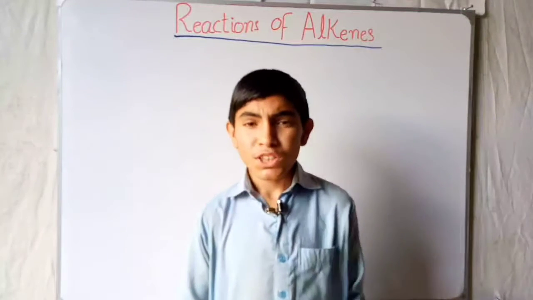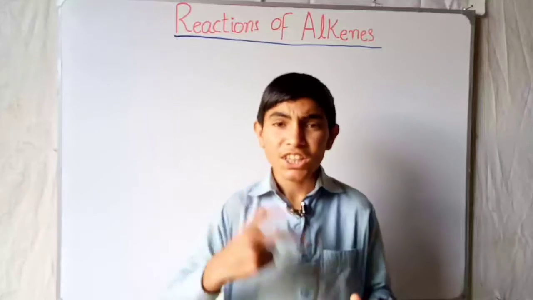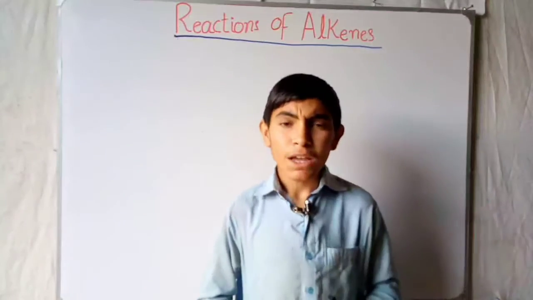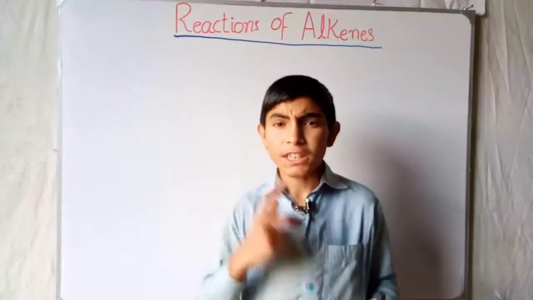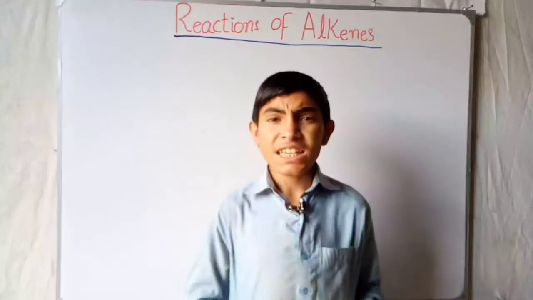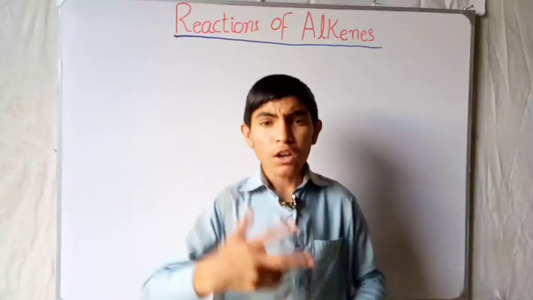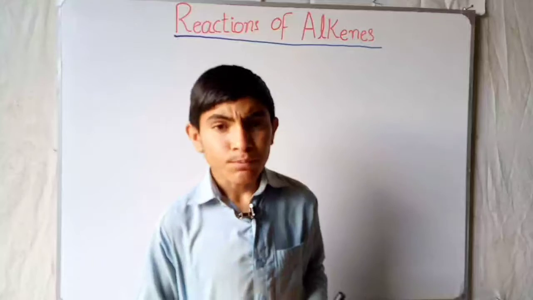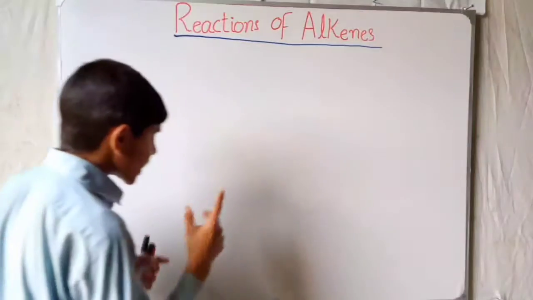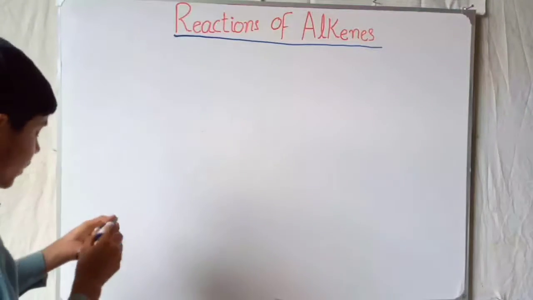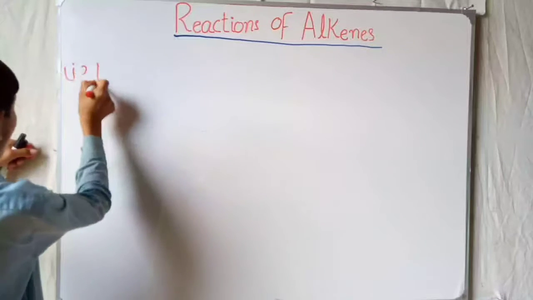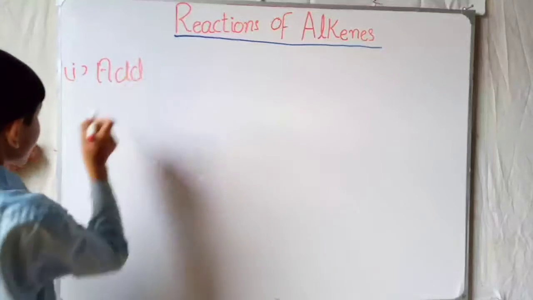Today we will talk about the important reactions which the alkene undergoes. There are several reactions which the alkene undergoes like the alkane, but the reactions of alkene are more than the alkane, because alkene is unsaturated, so it undergoes a lot of reactions, while alkane is saturated. So the first reaction is the addition of halogen, or we can simply say halogenation.